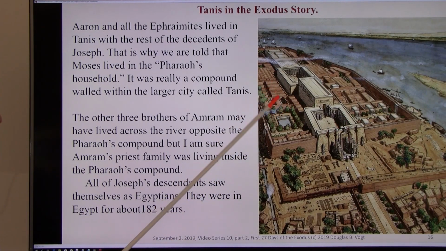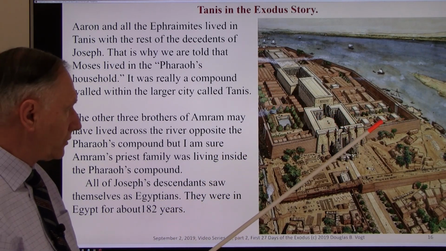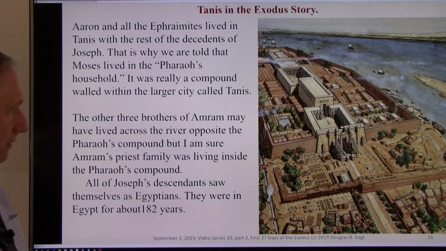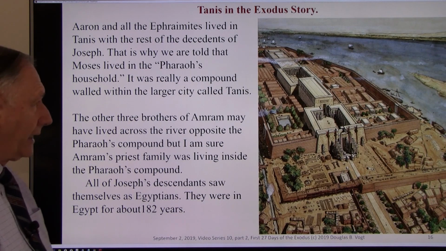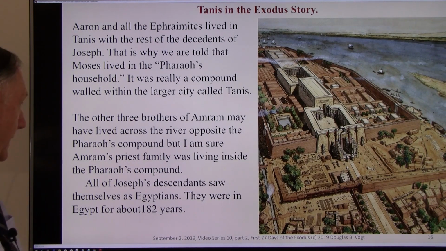Moses' immediate family, Amram, because he was the high priest of Hathor, would have lived in the compound. Like I explained, they were related. They knew they had a Hebrew in the woodpile, so to speak. The other part, I think Joseph's descendants saw themselves as Egyptians. They were there for over 180 years. I think they saw themselves as Egyptians, not as Hebrews or belonging to anybody's tribe.